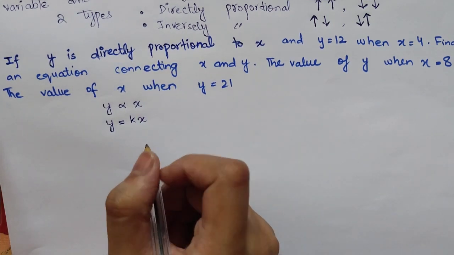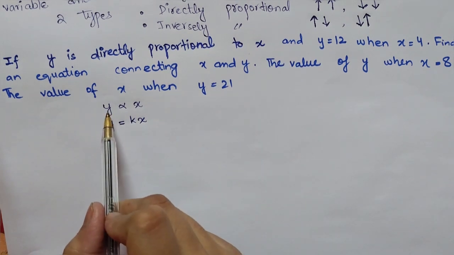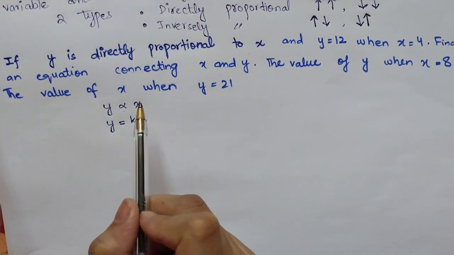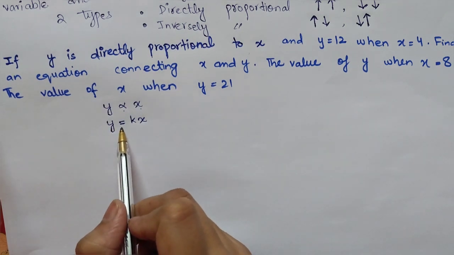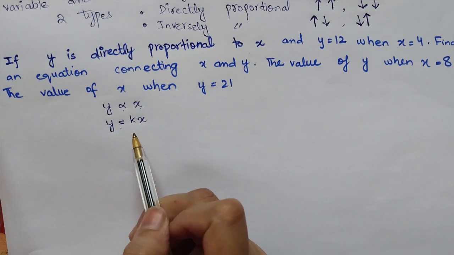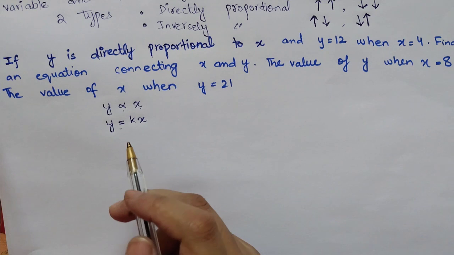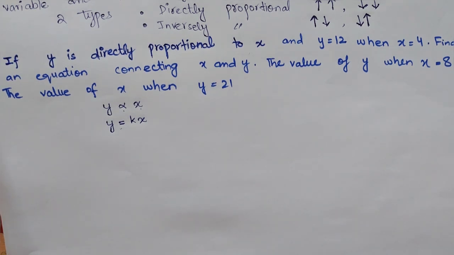The question is given as y directly proportional to x, and I write it in the form of an equation. When we replace this proportionality symbol with an equality sign, we have to put some proportionality constant, and here I am using the proportionality constant k. Okay, you can use any constant which you want to use, but I think this is quite easy and simple.